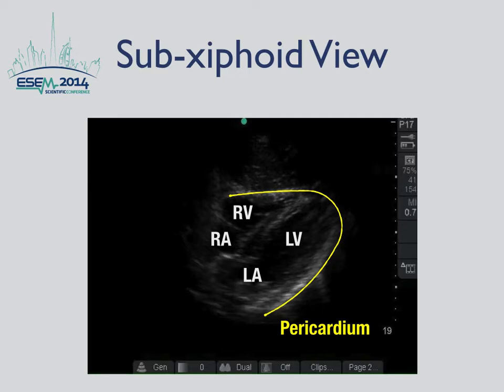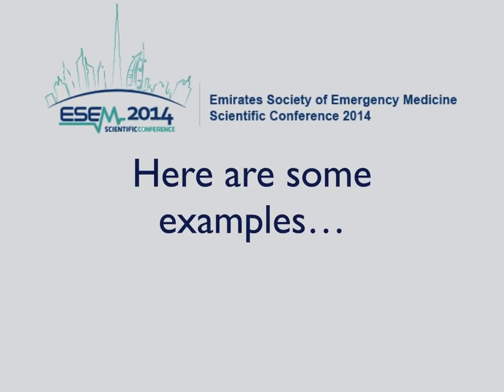It is important to remember to bring the depth out to its maximum level for this view, because often the distance from the sub-xiphoid to the heart is at least 6 cm. With a shallow depth setting, the heart will not be visualized. Let's go through some examples.